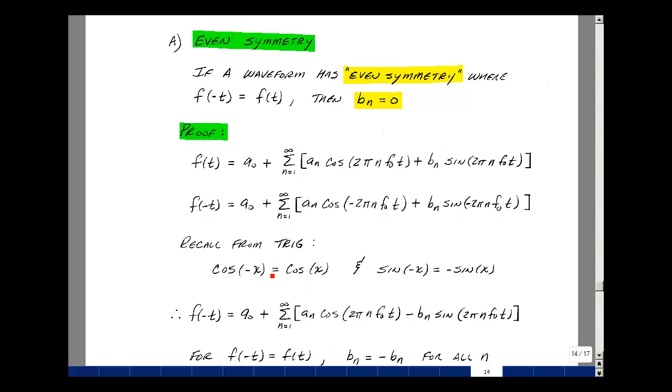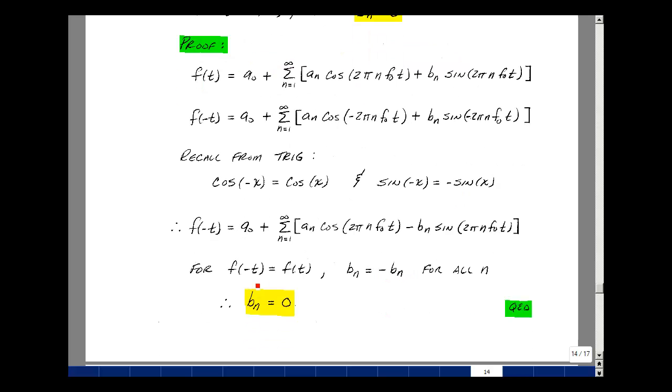If you recall from trigonometry, the cosine of minus x is equal to the cosine of x. In other words, cosine is an even function. For example, the cosine of minus 45 degrees is the same as the cosine of 45 degrees. The sine is an odd function. In other words, the sine of minus x is minus the sine of x. Go back to our previous line of f of minus t, then we could replace the cosine of minus this argument by just a plus argument. So it's a sub n cosine of 2 pi n f naught t. And then for this term, we'll bring the minus sign out in front.